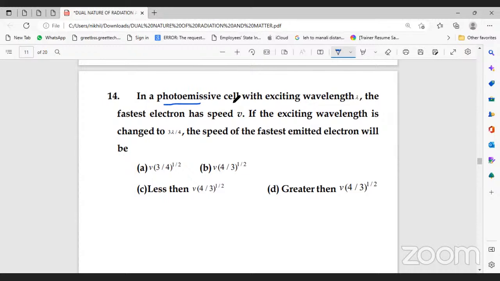In a photoemissive cell, the existing wavelength is lambda. The fastest electron has speed v. The existing wavelength is changed to 3 lambda by 4. It is changed to how much? Three lambda by 4.